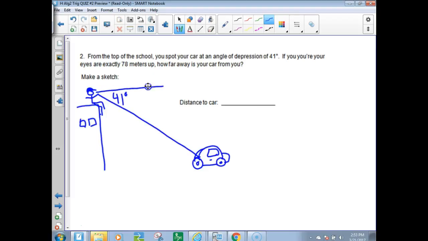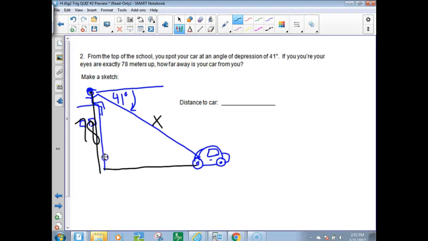So he's looking down at an angle of depression of 41 degrees. So that's like your horizontal line coming out from your head, and then that opens downward. Now it says his eyes are exactly 78 meters up. So that would be the vertical distance from here to here. All right, and then it says, how far away is your car from you? Where's that going to go? Yes, you're up there, so that would be the hypotenuse.